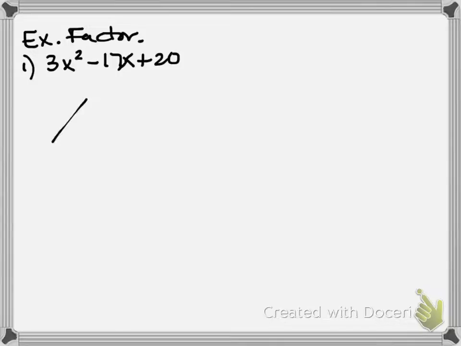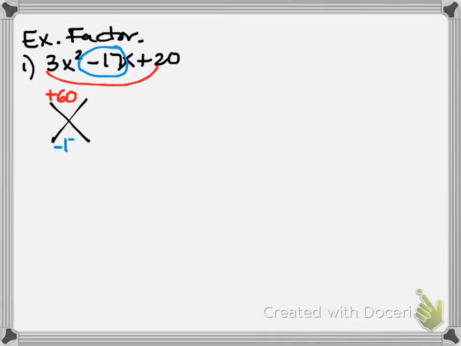All right, so we're going to play the game. What are the two numbers I multiply? 3 and 20. And what's the product of 3 and 20? 60. Now, it's really important you include signs. What's the sum number?